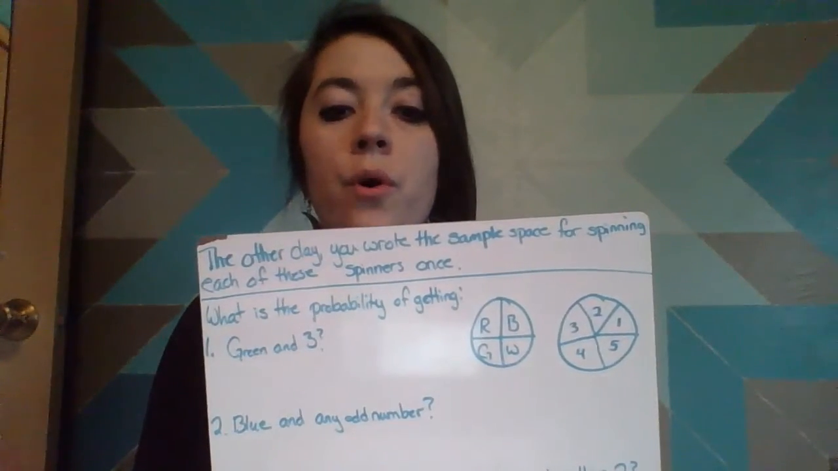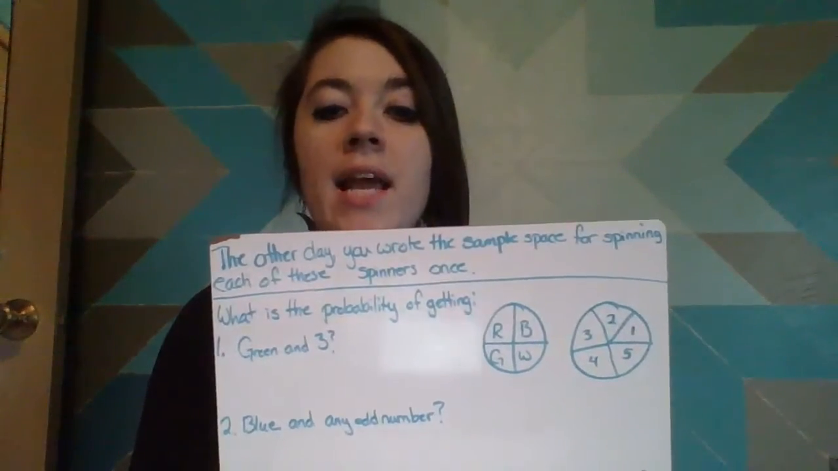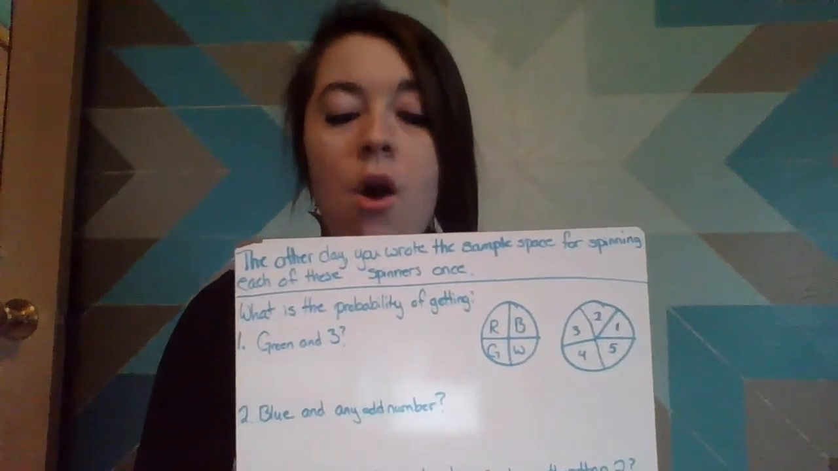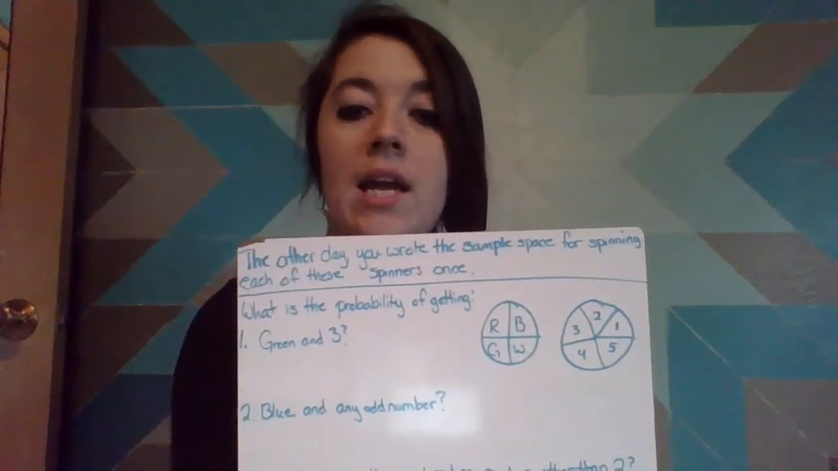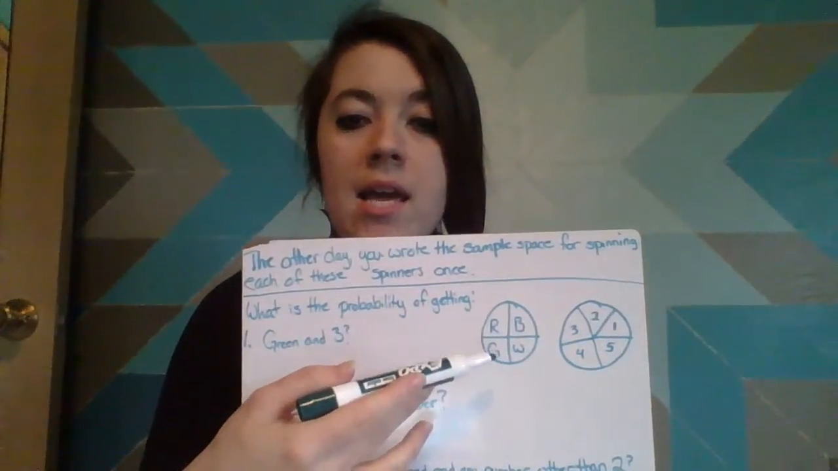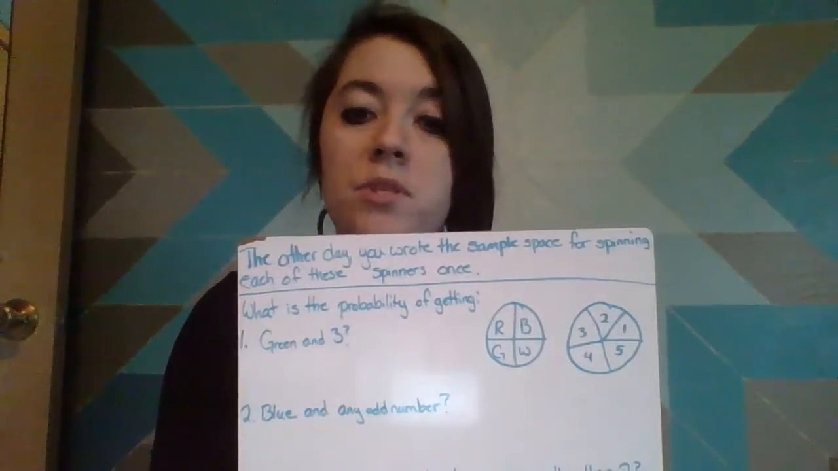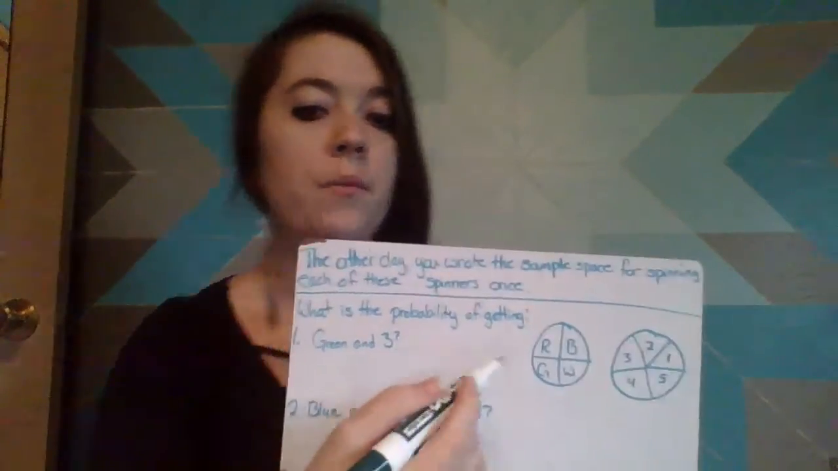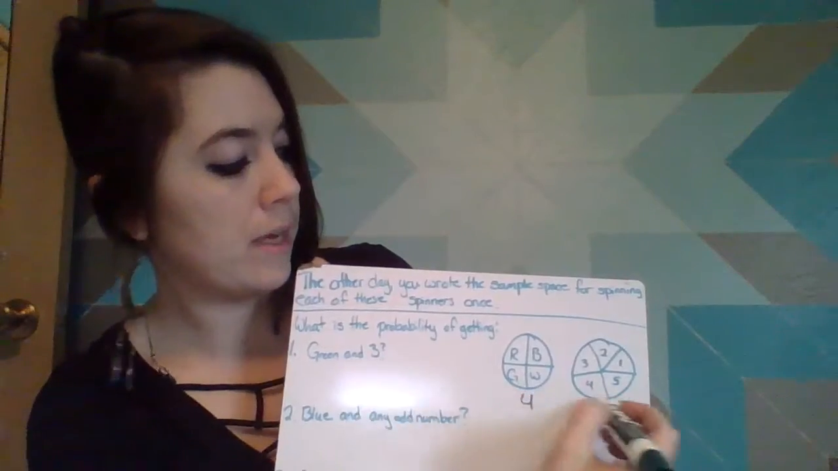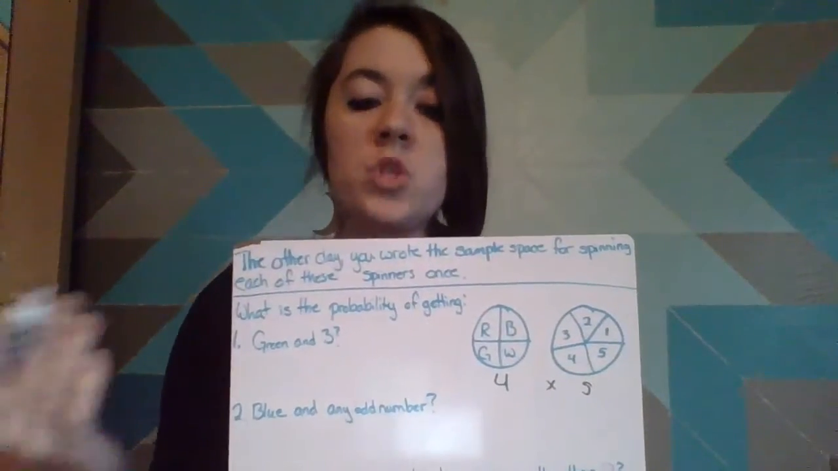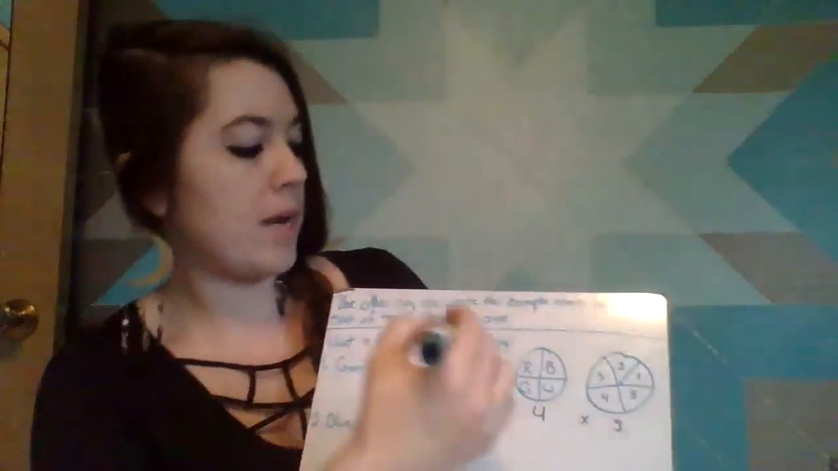And so what is the probability of getting a green and a 3? So if we spin both of these spinners, what's the probability that we're going to get a green and we're going to get a 3? Well, first of all, how many possible outcomes do we have? Remember, here we have 4, and here we have 5. So 4 times 5 is 20. So we know it's going to be something out of 20.